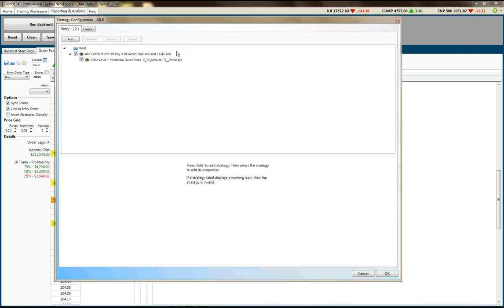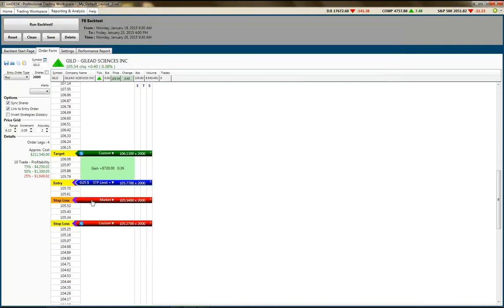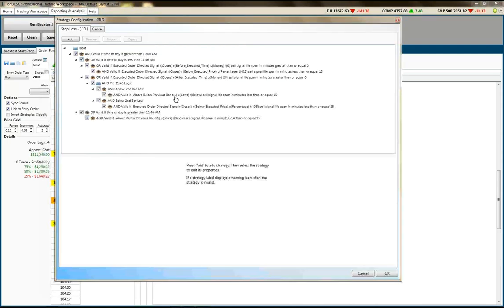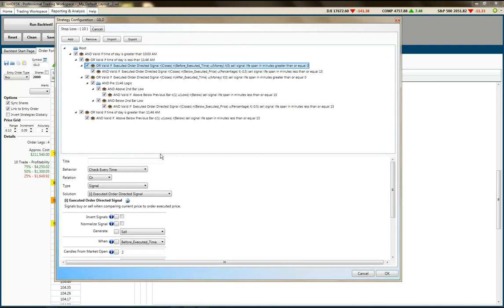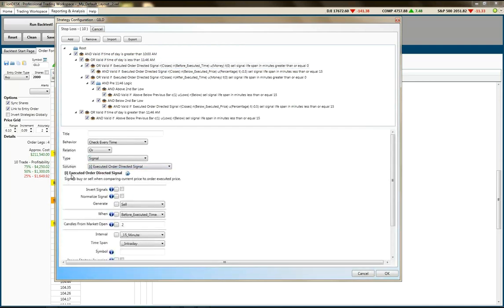but I can show you the complexity of it. That's not the one. Here's the one. Here's his target strategy. So this is his strategy, okay? And basically it uses time in several places. It uses what we call executed order directed signals, to where he's basing his next action based on where the entry order got executed at. Okay.